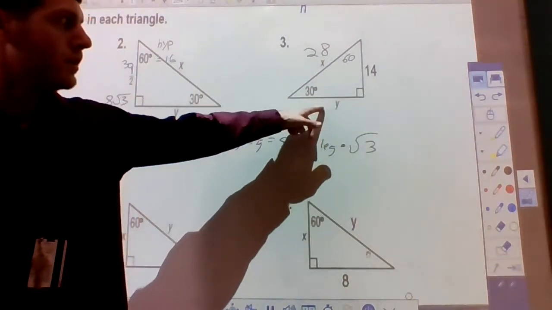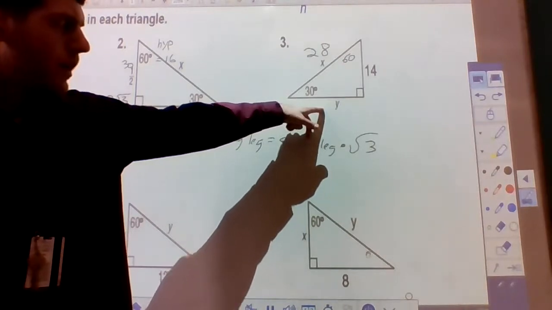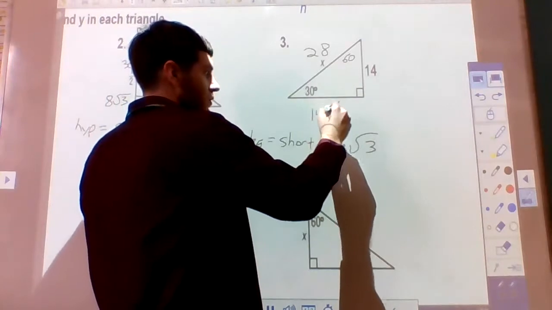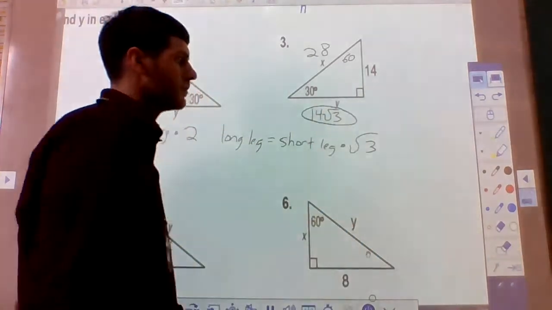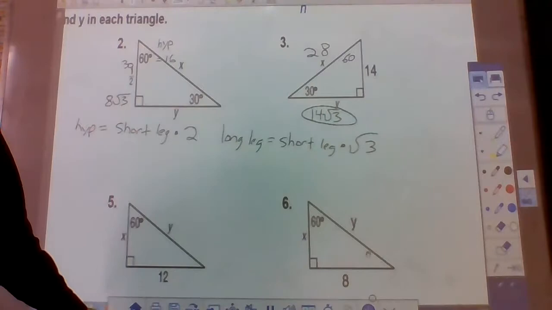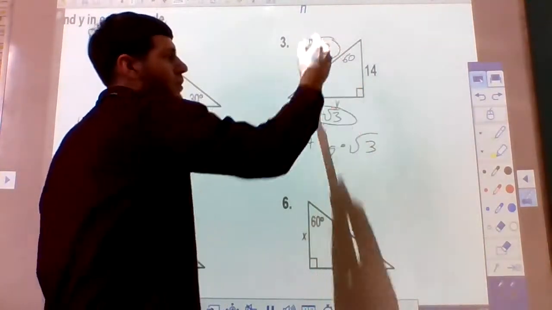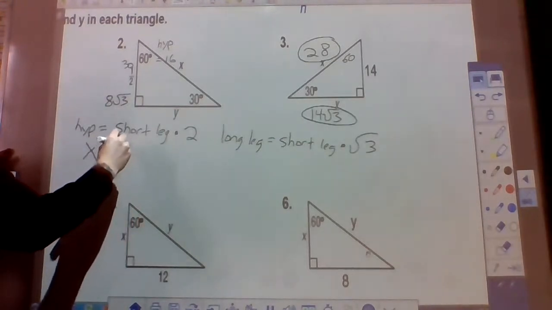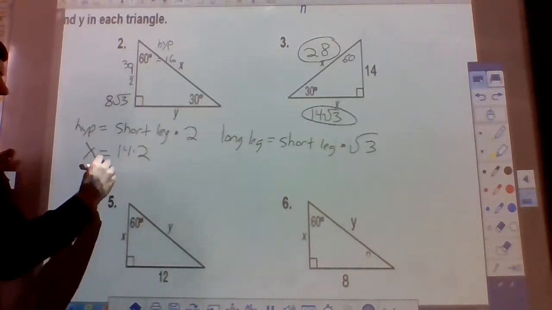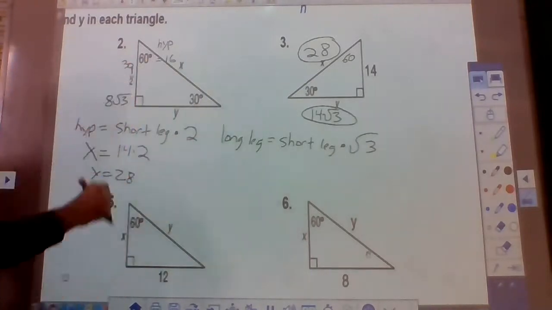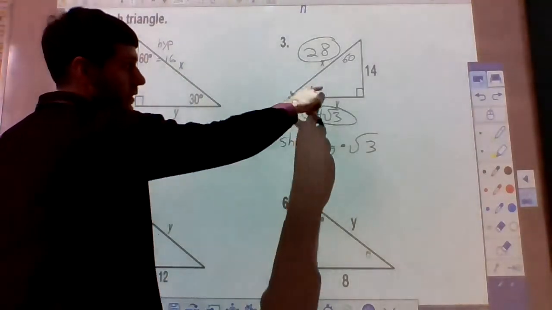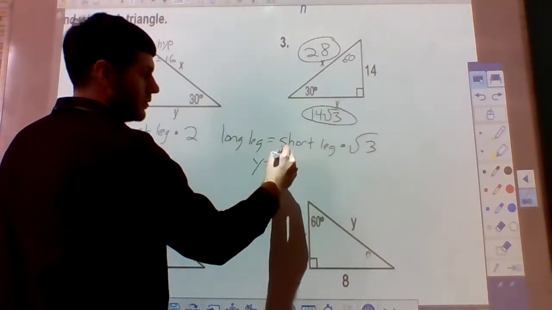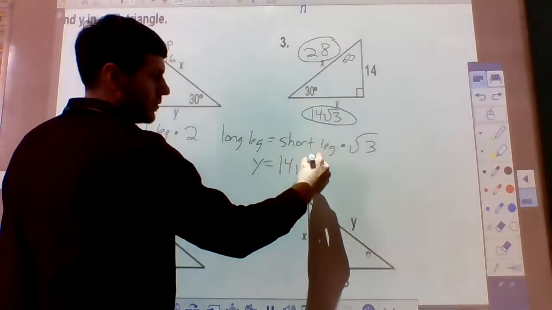And we know the long leg is going to be the short leg times the square root of 3. So 14 square root of 3. We want to put it in the equation to be more formal, right? That just means the hypotenuse is x. So 14 times 2, which is, as we said, 28. The long leg is y. So the long leg is 14 times the square root of 3.